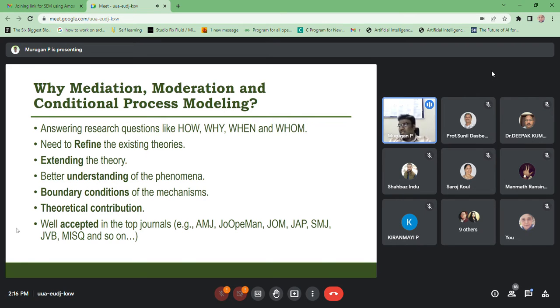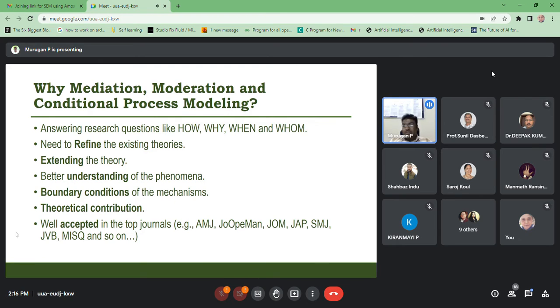With the help of this, you can definitely advance the theoretical contribution, which in turn is well accepted in some of the really top-tier journals like Academy of Management Journal, Journal of Operations Management, Journal of Management, Journal of Applied Psychology, Strategic Management Journal, Journal of Vocational Behavior, MIS Quarterly, and so on.